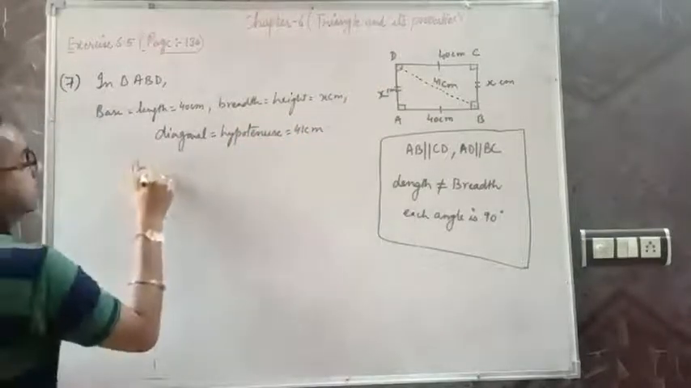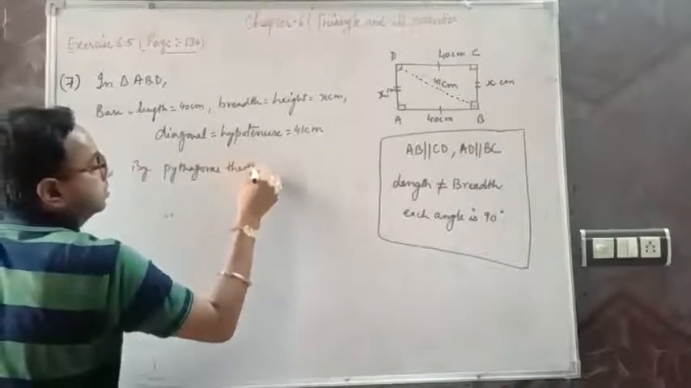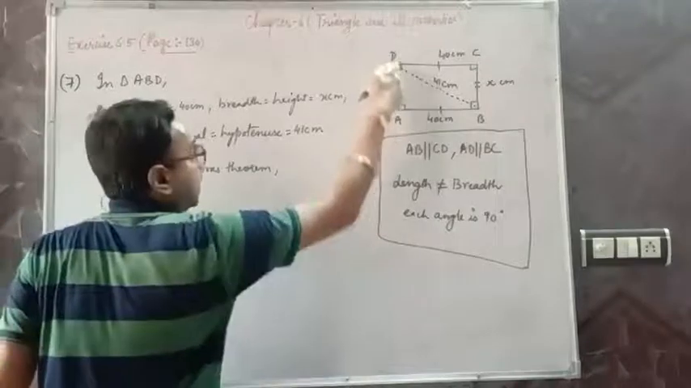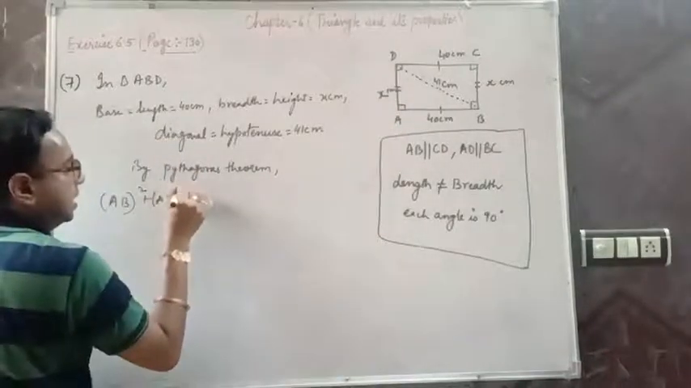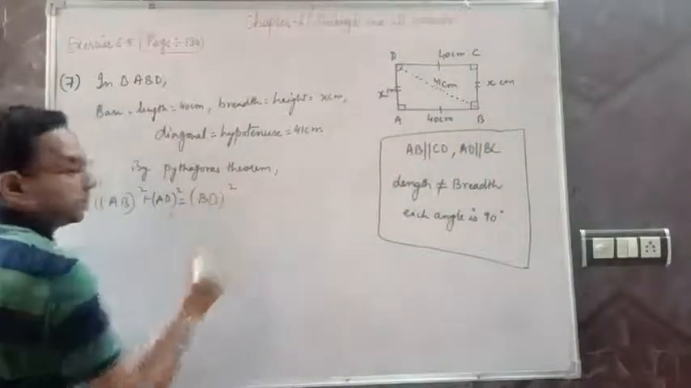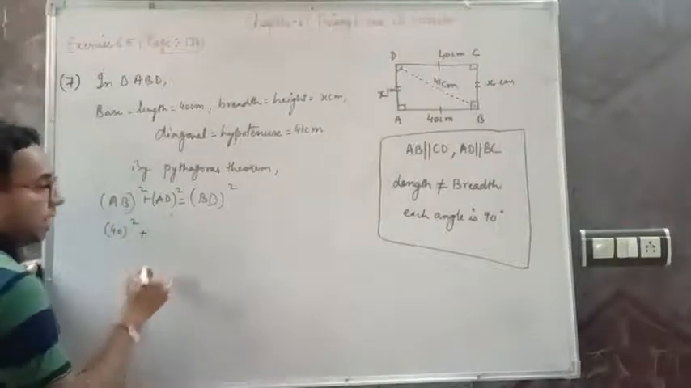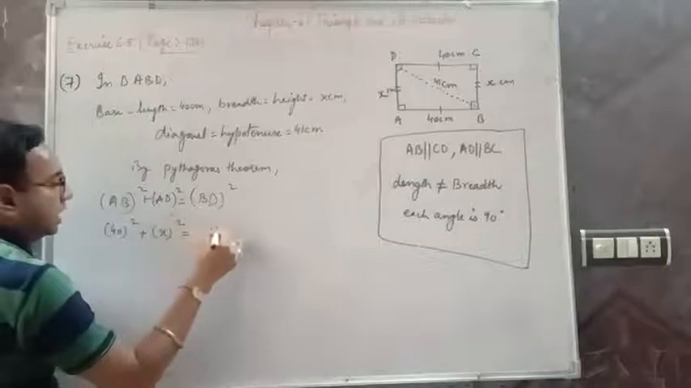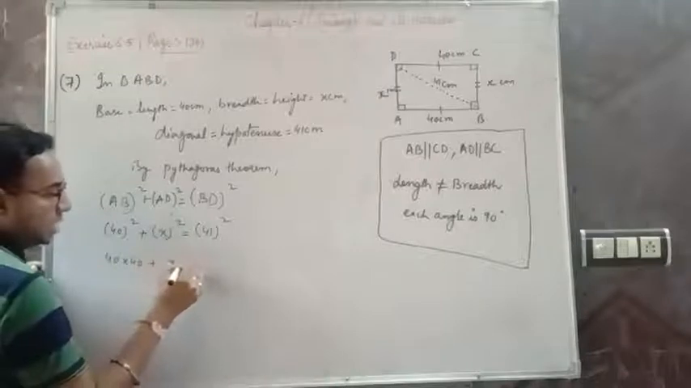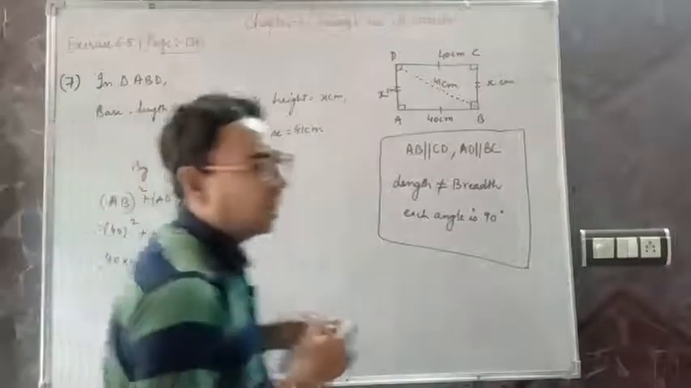Now by Pythagoras theorem, what does it state? By Pythagoras theorem, AB square, means base square, plus height square, AD square, is equal to diagonal hypotenuse square, BD square. Are we clear? Therefore AB means 40 centimeter, 40 square plus x square is equal to 41 square. Now 40 square means 40 into 40, plus x square, and 41 into 41. Are we clear? Any doubt anyone is having?